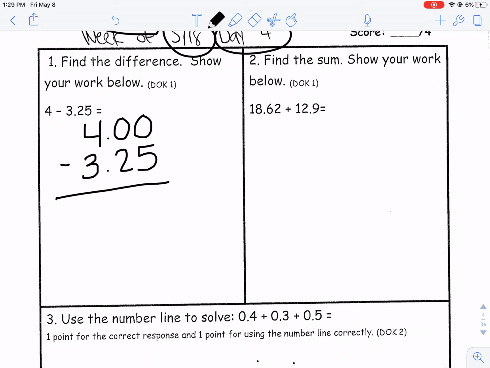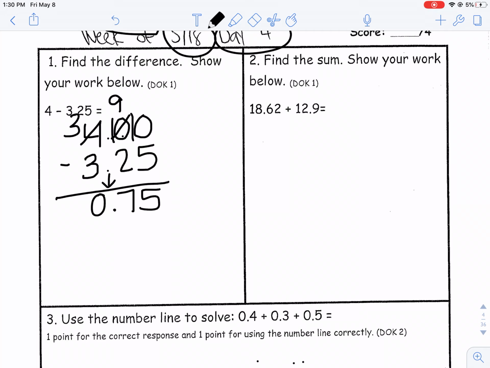Okay. I cannot take 5 from 0, and I can't come here, so I'm going to come over here. That 4 becomes a 3, this 0 becomes a 10, and now it's a 9, and then that 0 becomes a 10. So I have 10 minus 5 is 5, 9 minus 2 is 7. I bring my decimal point straight down in a subtraction problem, and 3 minus 3 is 0. So my final answer is 75 hundredths. Make sure that when you're doing this, you're doing it nice and neat and remembering to regroup or borrow, and you're aligning your decimals up correctly.